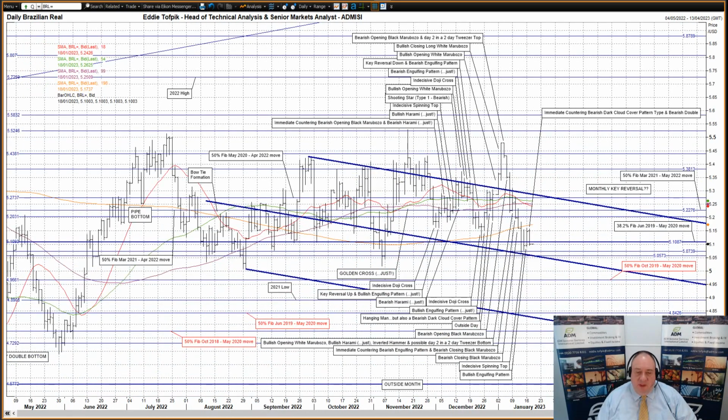US dollar against the Brazilian real. An immediate countering bearish dark cloud cover pattern type and bearish double yesterday, as the market once again was capped, and this time rejected in force, the testing of the overhead slowly rising long moving average, currently at 517.37. Prices dropped and closed once again below the interesting 38.2% Fibonacci line of the June 2019 to May 2020 move at 510.87, which also has very nearby further congestion on 510.93 area.